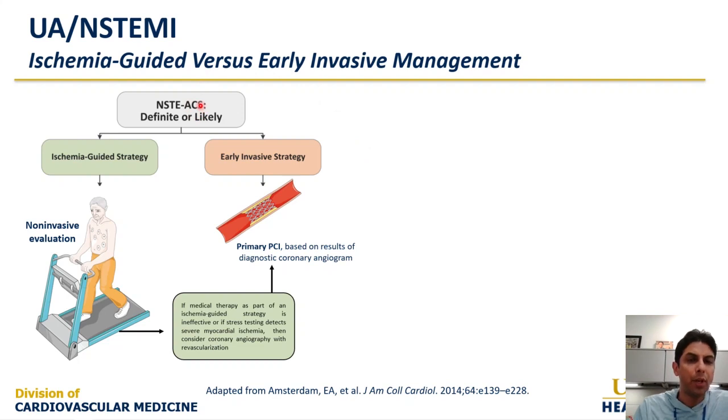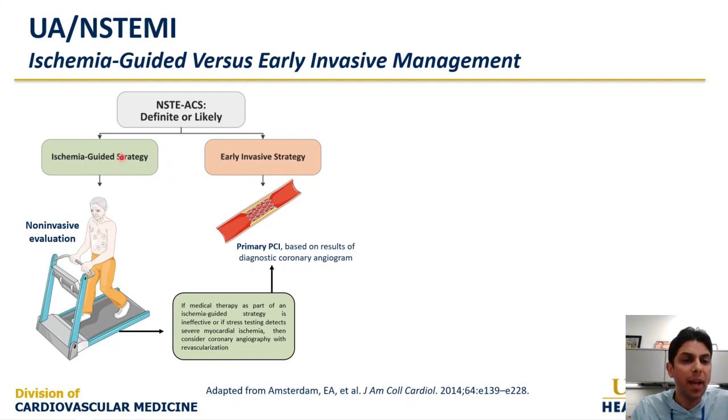we have two options. So let's start off first with this part of the flow chart. So non-ST elevation acute coronary syndrome. So again, that's unstable angina or an NSTEMI. So if that's definite or likely, and we don't want you to worry too much about whether it's definite or likely, we just want you to think, for the purpose of this course, if it's a possibility, there's two strategies to taking care of this patient. One strategy is what's called the ischemia-guided strategy, and the other strategy is called the early invasive strategy.